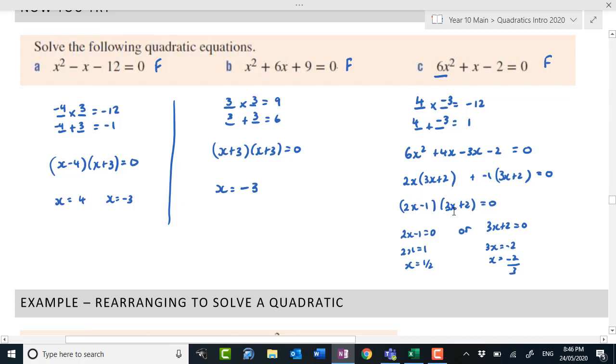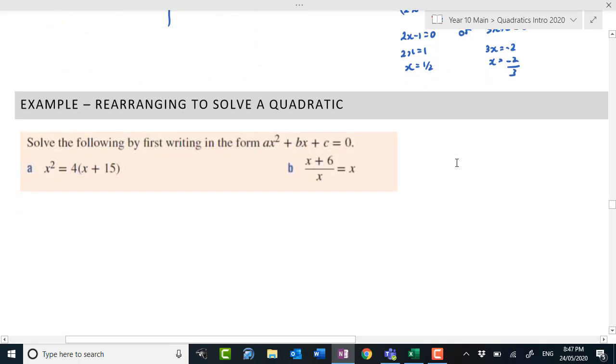And then, of course, breaking this up and using the null factor law, if this is equal to 0, we've got one equation there, one solution, x equals 1/2, and the other one is solving this equation here, x equals -2/3, for our two solutions.